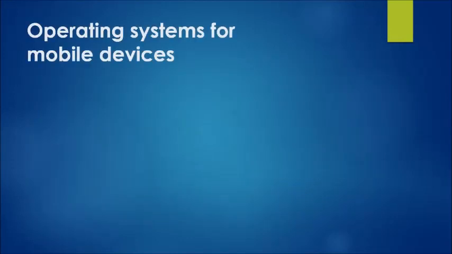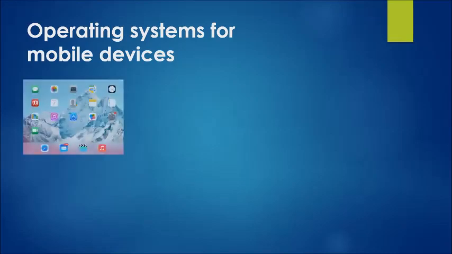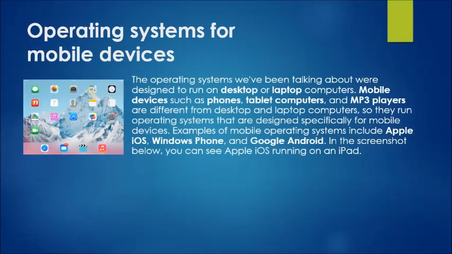The operating systems we've been talking about were designed to run on desktop and laptop computers. Mobile devices such as phones, tablets, and MP3 players are different from desktop and laptop computers, so they run operating systems that are designed specifically for mobile devices. Examples of mobile operating systems include Apple iOS, Windows Phone, and Google Android. In the screenshot on the left side, you can see Apple iOS running on an iPad.